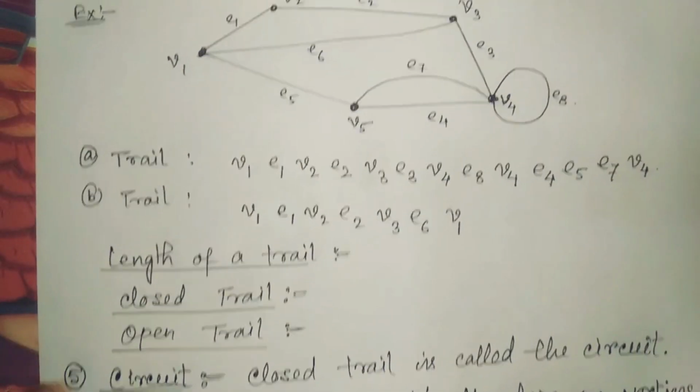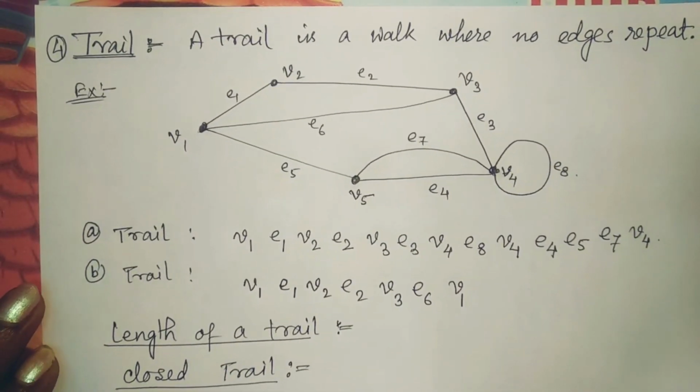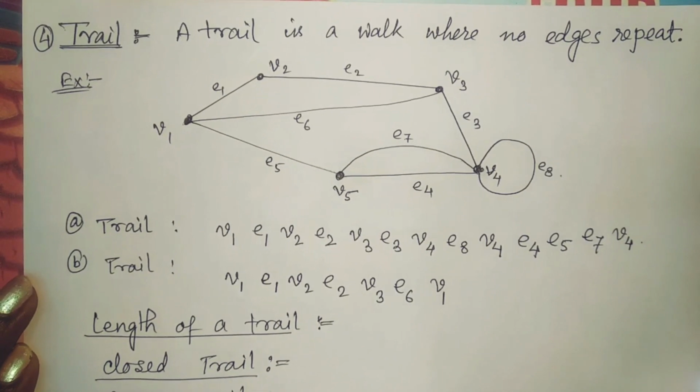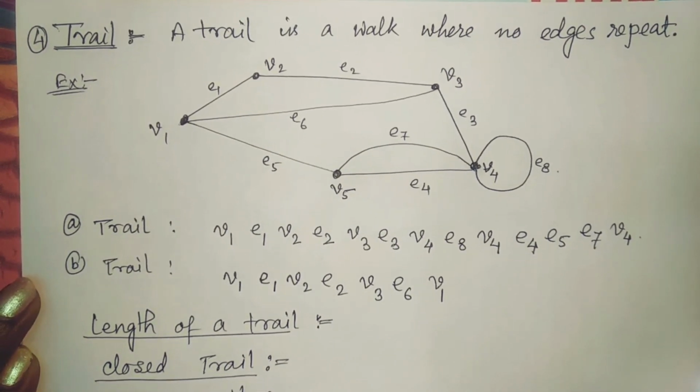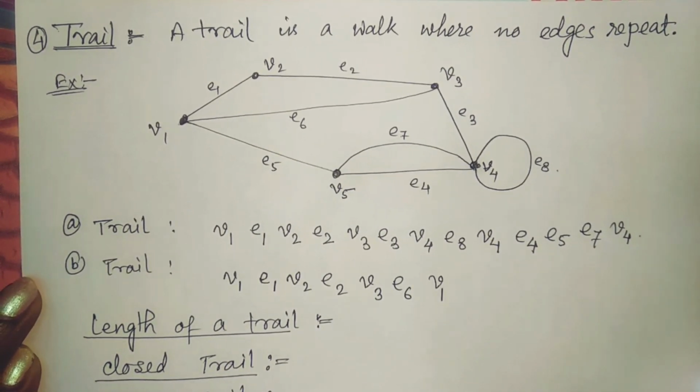Next is the trail. What do we mean by a trail? A trail is a walk where no edges are repeated. In a walk, any number of vertices and any number of edges may repeat any number of times. But in a trail, no edges are repeated.